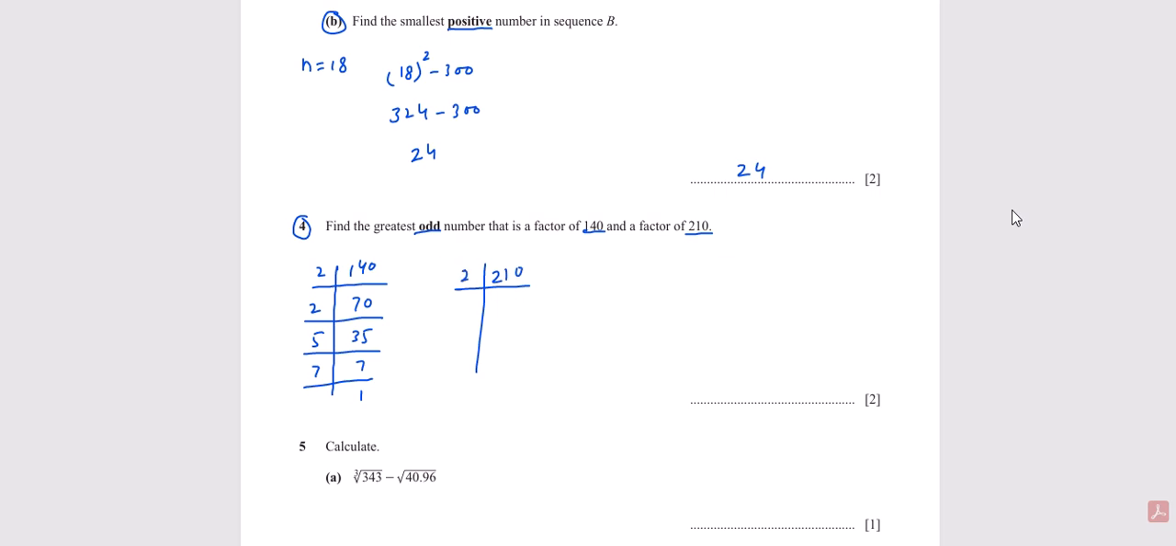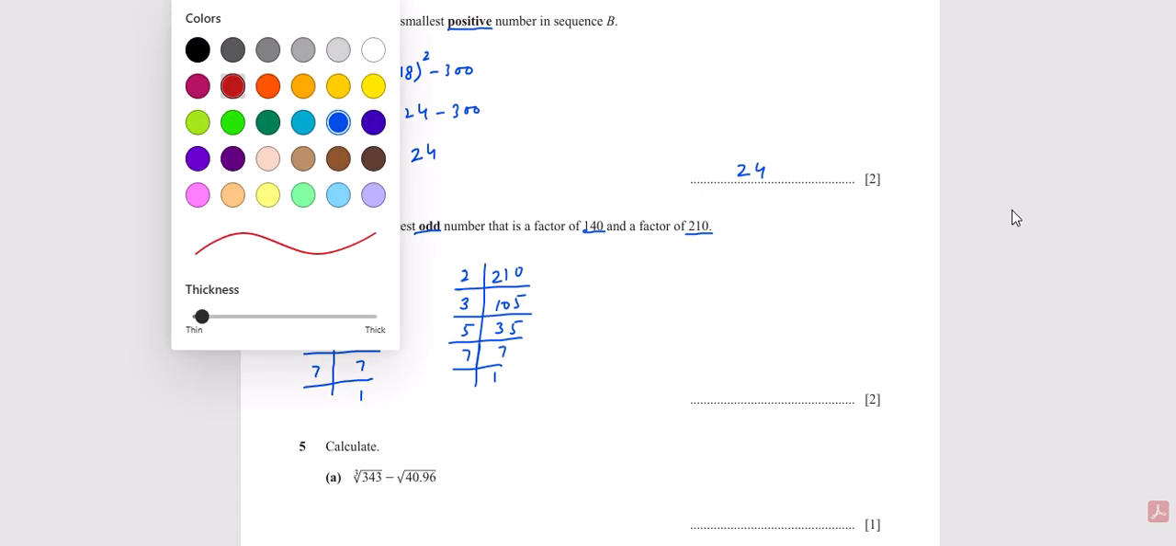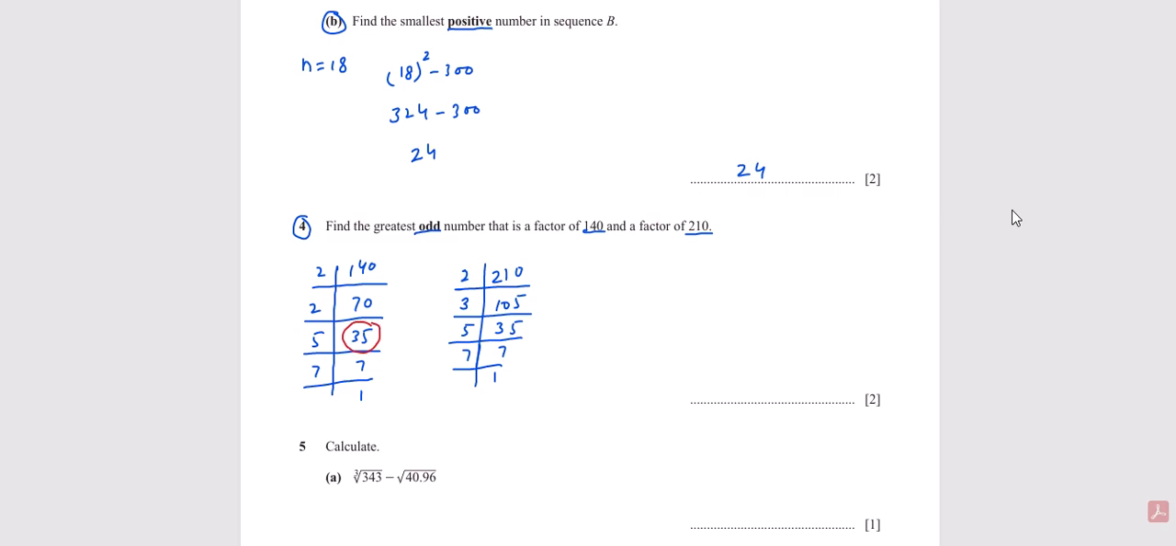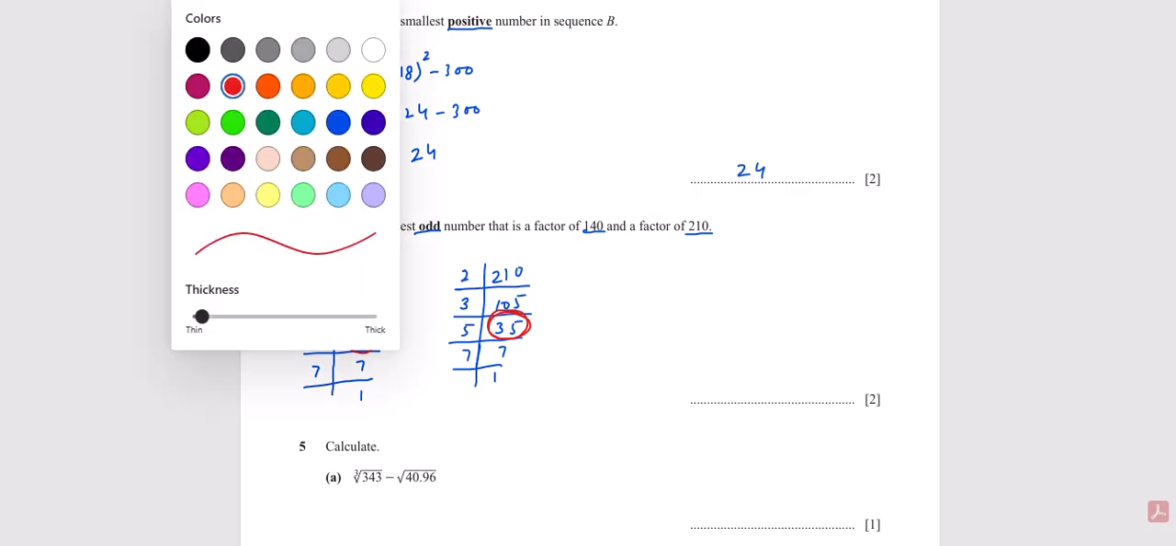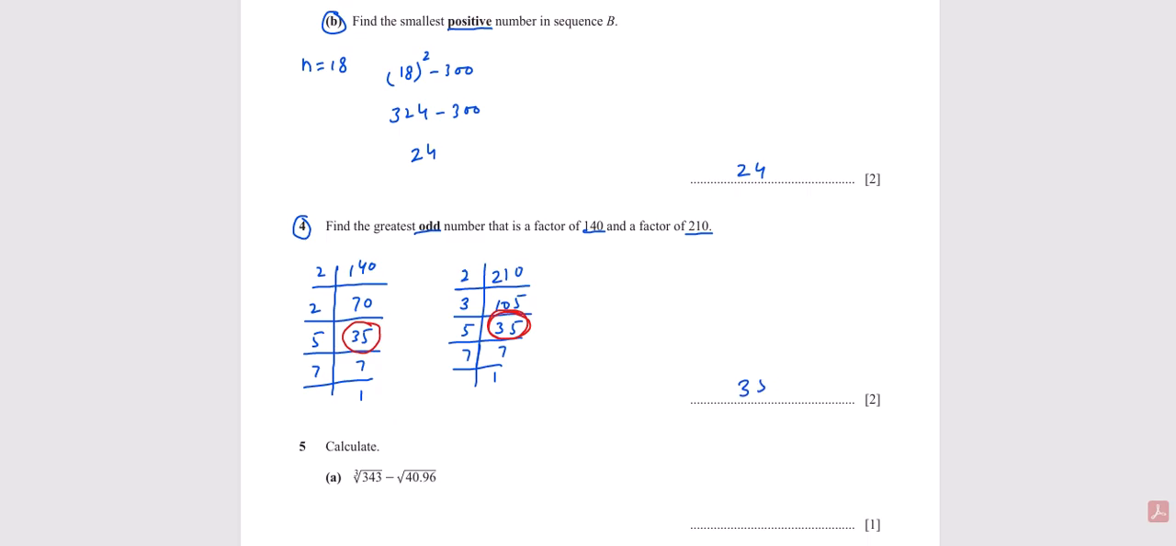first of all with 2 we get 105. Now with 3, 3 fives are 15, and with 5 we get 7, and 7 ones are 7. Now we see that the only odd number common to both sets of factors is 35. So the final answer is 35.